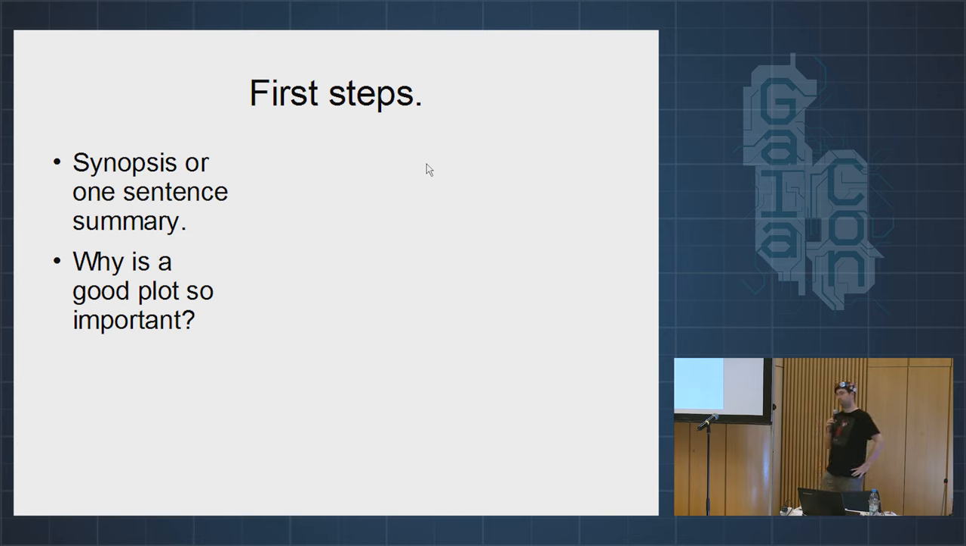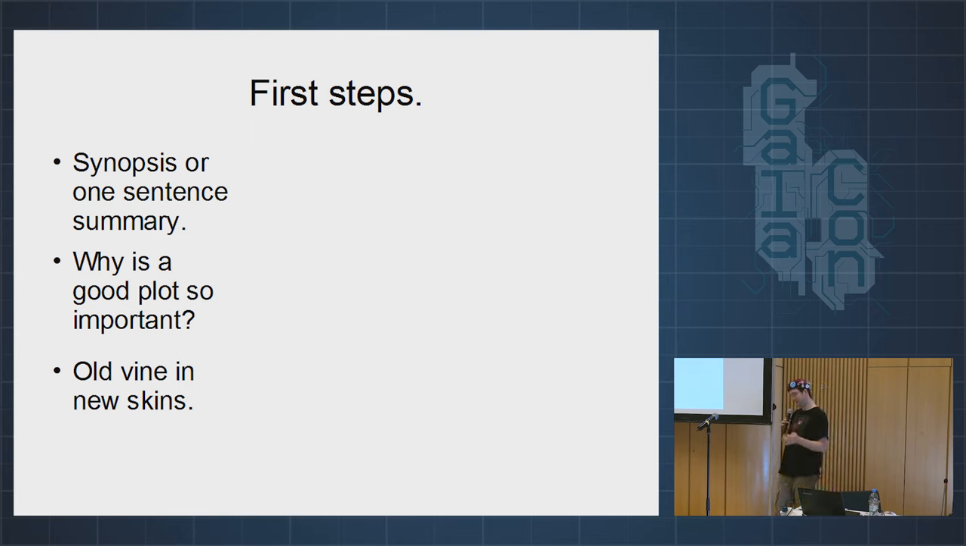Why is a good plot so important? Besides the joke, a good plot is what draws the reader in. A good plot is relatable for the reader, is a thing the reader can enjoy in certain areas or feel sad about in certain areas. The one thing plots always address is old wine in new skins, meaning you can't have a story that is original.